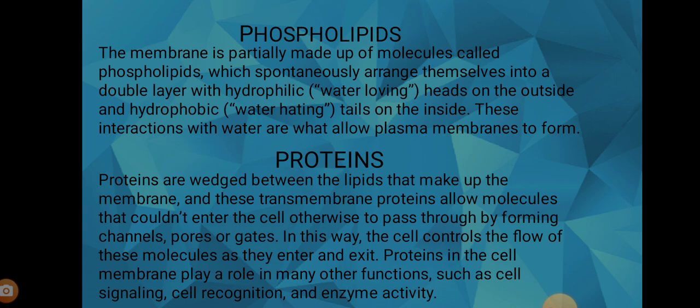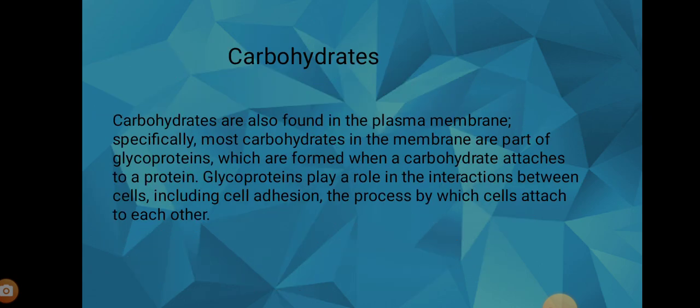Proteins. Proteins are wedged between the lipids that make up the membrane, and these transmembrane proteins allow molecules that could not enter the cell otherwise to pass through by forming channels, pores, or gates. In this way, the cell controls the flow of these molecules as they enter and exit. Proteins in the cell membrane play a role in many other functions such as cell signaling, cell recognition, and enzyme activity. Carbohydrates. Carbohydrates are also found in the plasma membrane.